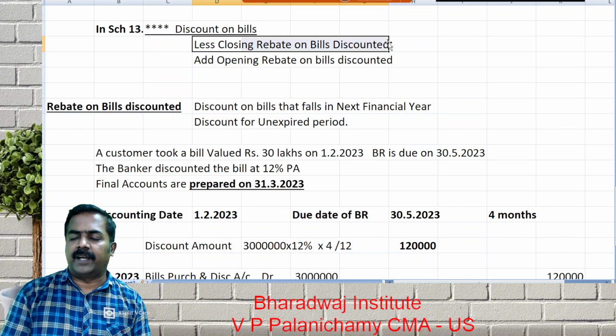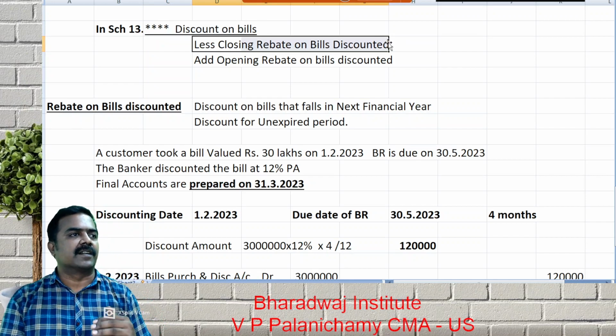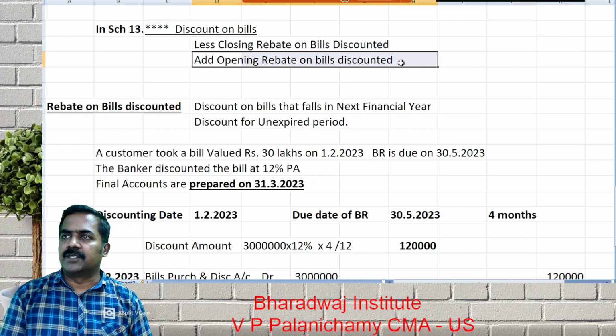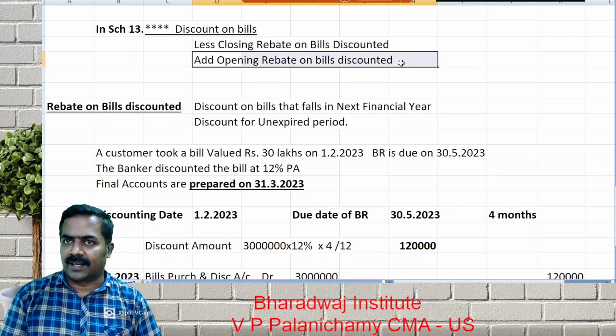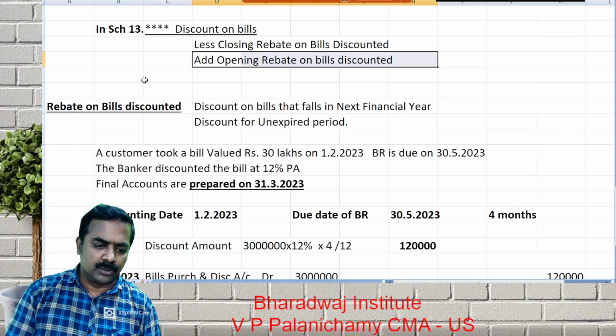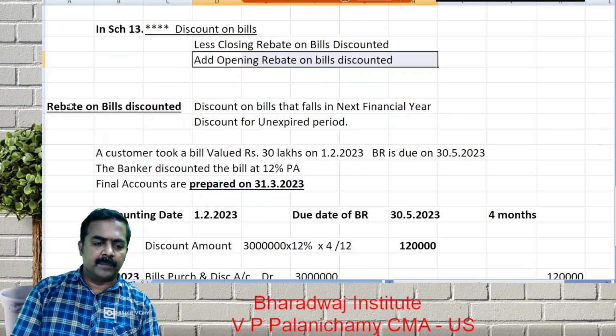Eliminate closing rebate on bill discounted because it belongs to which year? Next year. Add opening rebate on bill discounted, it belongs to which year? Current year. Last year we got it for the current year, so add it. Note this.